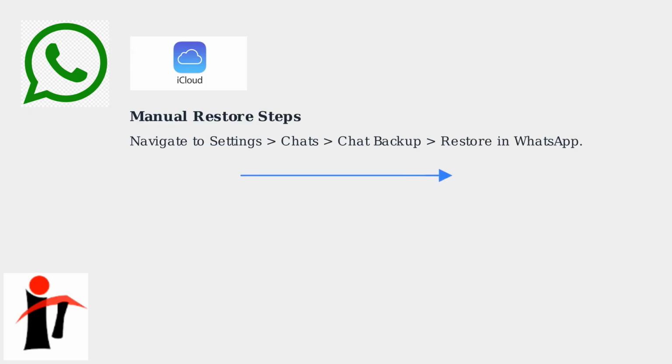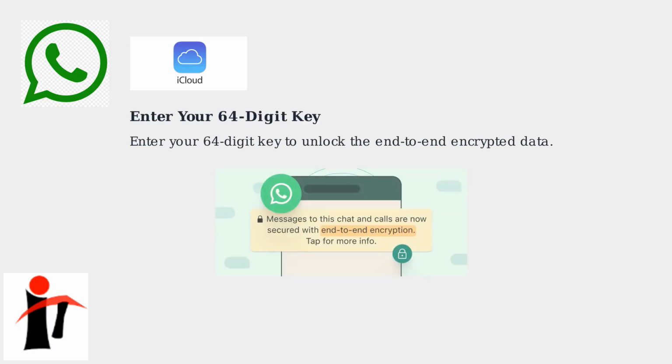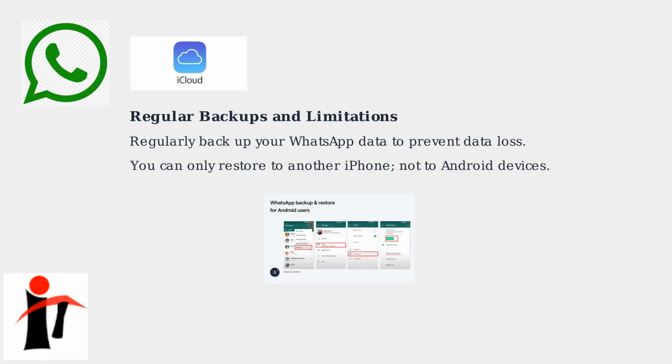To initiate the restore manually, navigate to Settings, Chats, Chat Backup, Restore in WhatsApp. Enter your 64-digit key to unlock the end-to-end encrypted data. If you lose your key, this could render your data unretrievable. It's crucial to regularly back up your WhatsApp data to prevent data loss due to device issues or app updates.